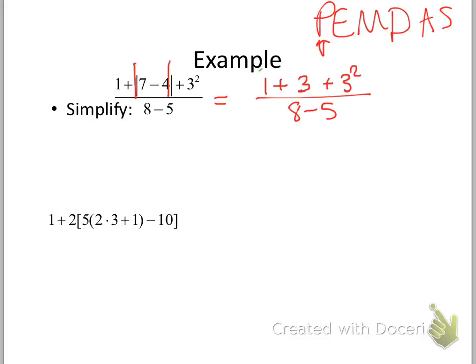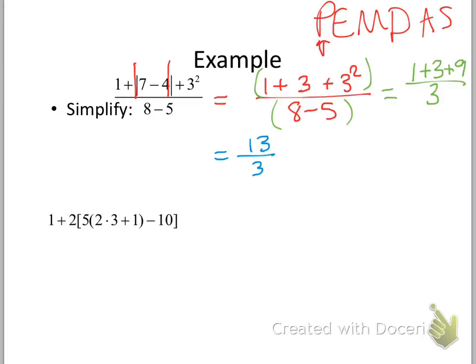Now that fraction bar tells me I have to solve everything on top and everything on the bottom before I can do division. So looking at the top, I'm going to start with my exponents. That's 1 plus 3 plus 9. And on the bottom, 8 minus 5 is 3. Add all that stuff together, that gives me 4 plus 9, which is 13, divided by 3.